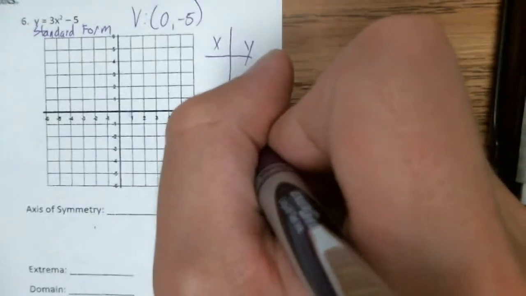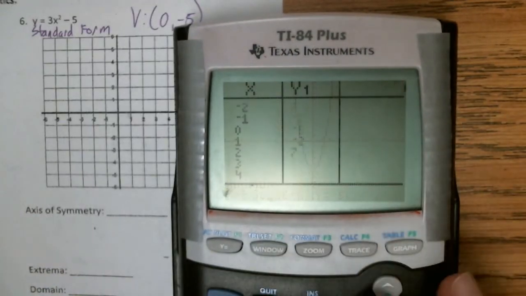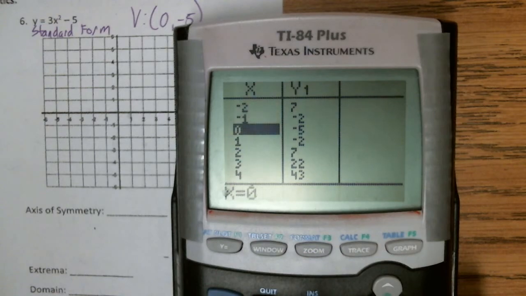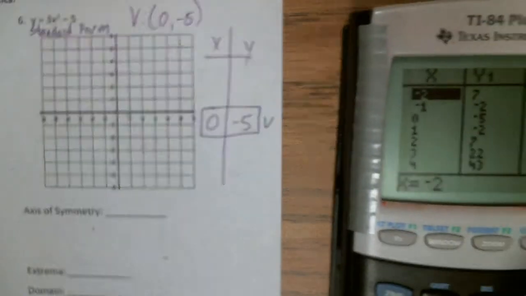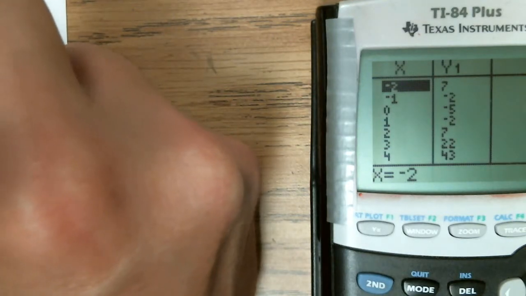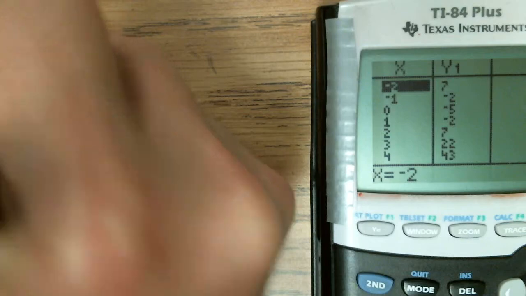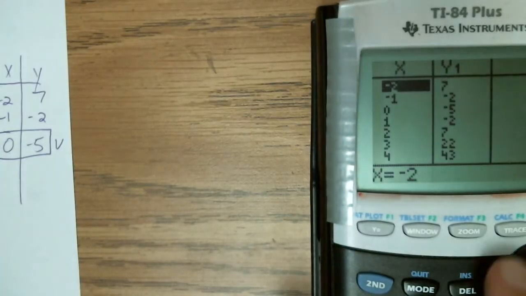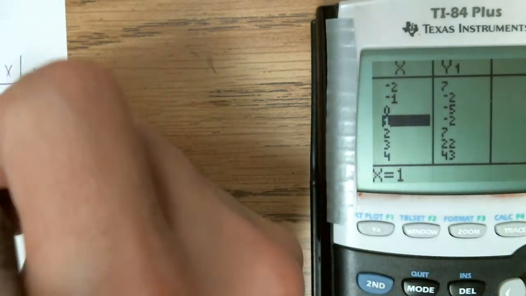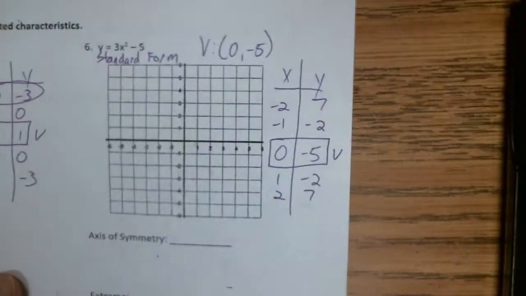Okay, so let's go down about halfway. 0, -5. That's a vertex. Put a V for vertex. All right, let's go second table. Let's grab some points. 0, -5. Let's get 2 above it. So 1, -2, -1, -2, and -2, 7, and 2 points below it. 1, -2, and 2, 7. Okay, so there are 5 points.